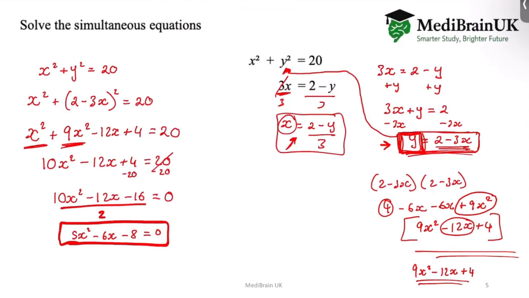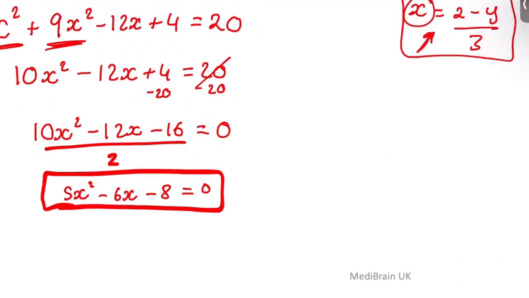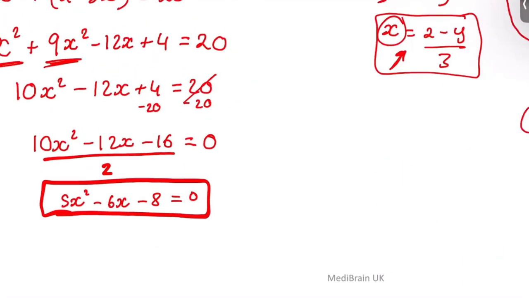Okay, so now we have 5x squared minus 6x minus 8, and that's equal to 0. Now you can use a calculator to factorize this using the quadratic formula, or you can just factorize this using brackets, which I'm going to do over here. There's loads of different ways that you can use to factorize this.